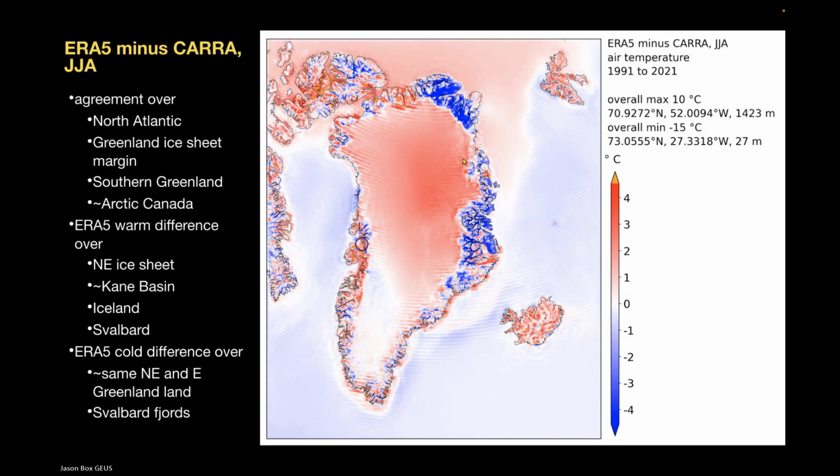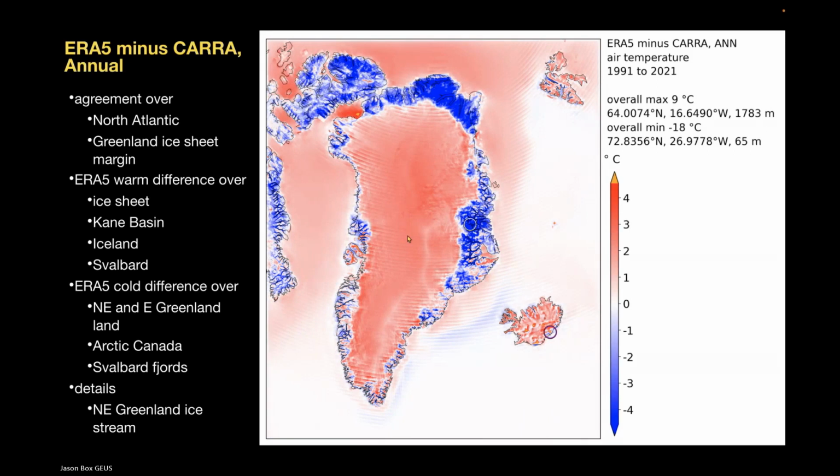It's difficult to see, but you can actually make out the Northeast Greenland ice stream, and that's a testament to the very fine resolution of the terrain data used in CARRA. And yeah, you'll see some strong differences in fjords, where of course at 31 kilometers, ERA5 cannot resolve these large amplitude terrain variations.